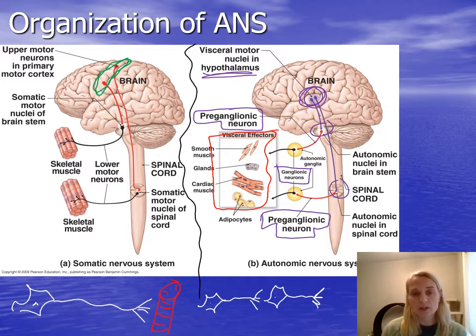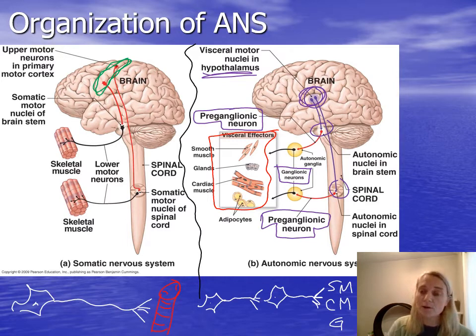So the signal starts in the hypothalamus, travels down to either the brainstem or the spinal cord. Preganglionic neuron goes to a ganglia, to synapse, to a postganglionic fiber, which will then communicate to the effector, right? So that effector could be smooth muscle, cardiac muscle, or glands in my little diagram.